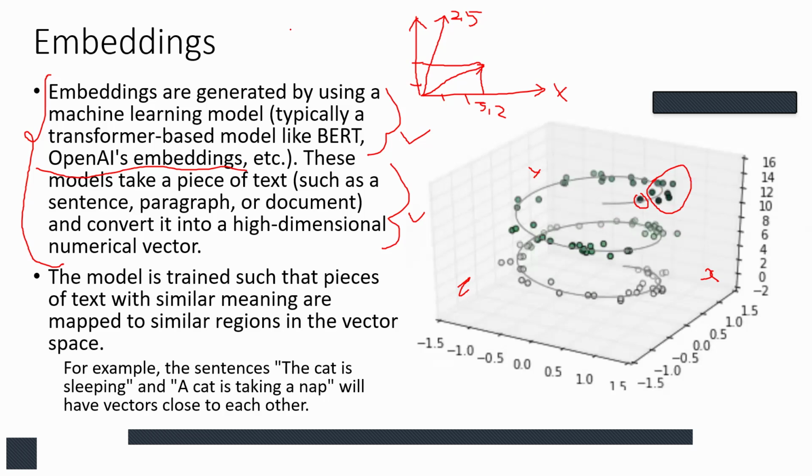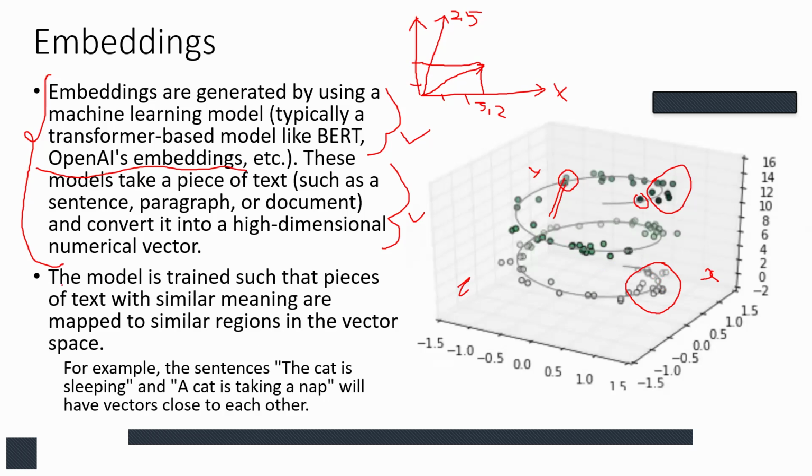Okay, let me read this out. Embeddings are generated by using a machine learning model, typically a transformer based model like BERT or OpenAI embeddings. These models take a piece of text such as a sentence, paragraph, or document, and convert it into a high dimensional numerical vector. So for example, this is a vector. This is a vector. Since these two vectors are very close to each other, that means they are very similar in meaning. Similarly, all these vectors are similar in meaning. Whatever sentences each of these vectors represents, those sentences are talking about the same thing.